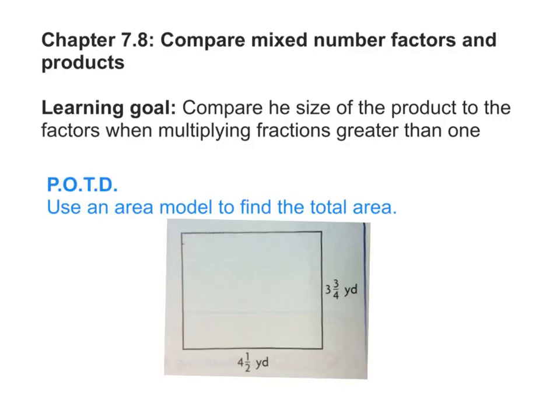Today's chapter 7.8, compare mixed number factors and products. Our learning goal, you guys can read it for me. What is it? Compare the size of two factors to multiply the fractions greater than 1. So today we're comparing factors and products again, except the only difference is that our factors are going to be mixed numbers greater than 1.